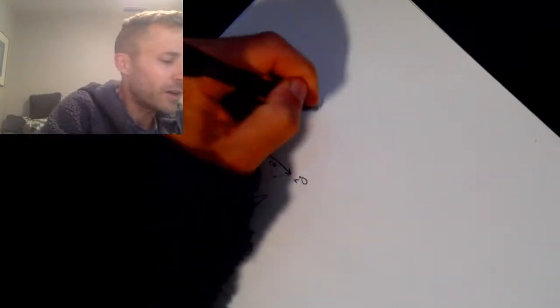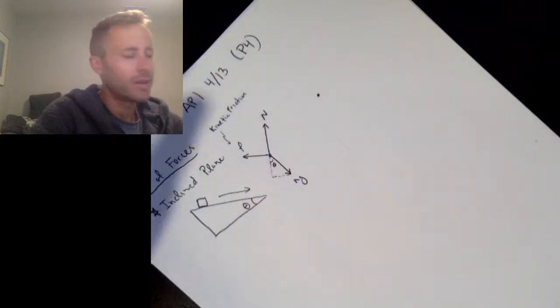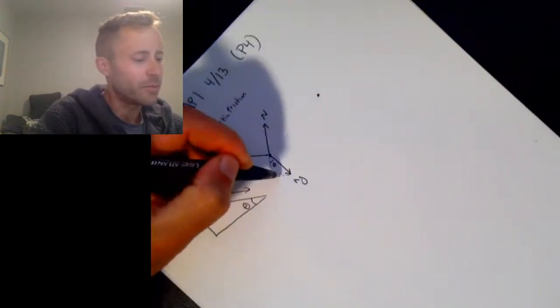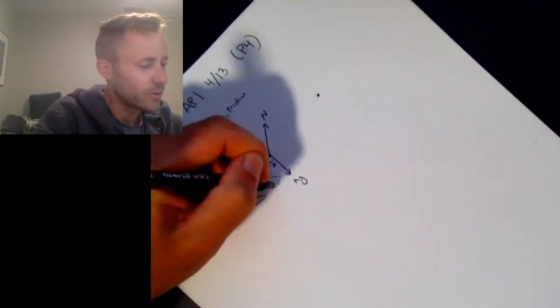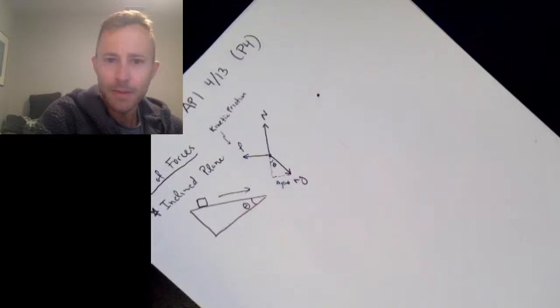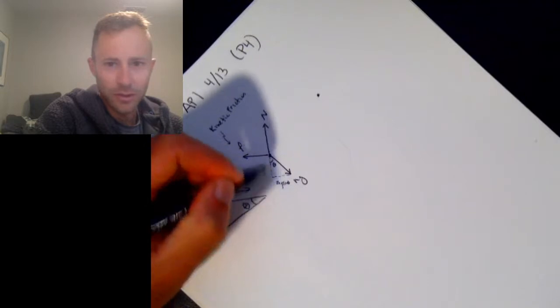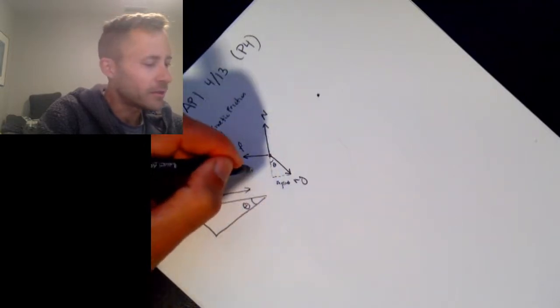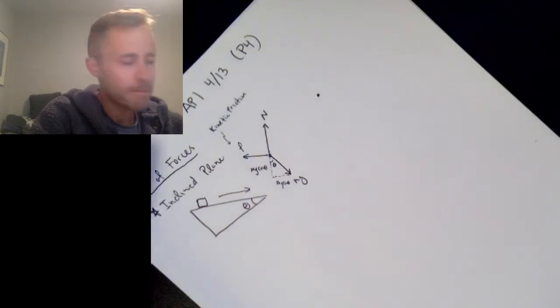So I'm going to take that weight force and I'm going to break it up into components. Now this component is opposite the angle, so this is going to be mg sine of theta. That's a little small, but that's mg sine of theta. And this is adjacent to the angle. That's mg cosine of theta. All right.